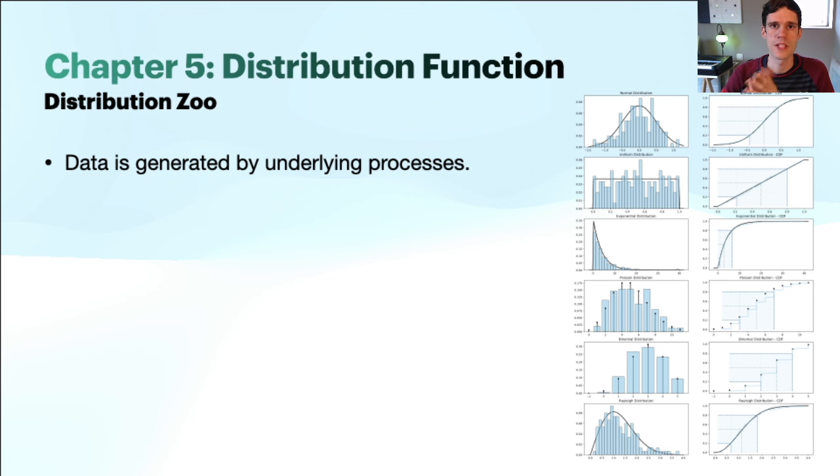All data is generated by processes, and these processes in turn are expressions of the underlying phenomena that you are investigating. Now, luckily, this does not mean that there are as many distributions as there are phenomena in the world. In fact, in the second chapter, I already teased that there are many different underlying processes that nonetheless produce data that is distributed according to very similar patterns.